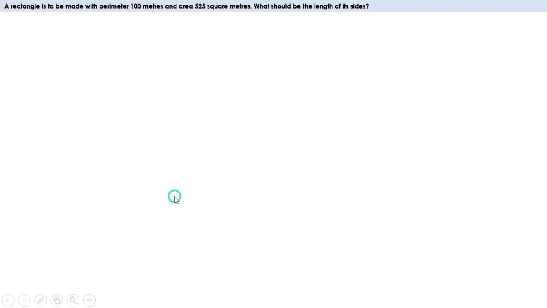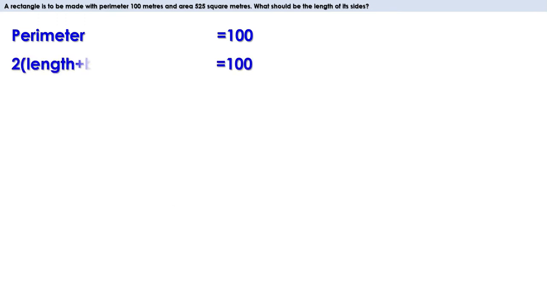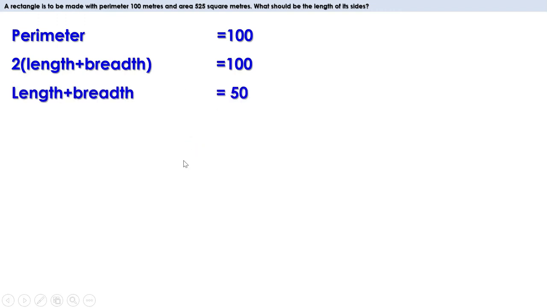Given that the perimeter of the rectangle is 100 meters, and the perimeter of a rectangle is 2 times length plus breadth, we can say 2 into length plus breadth equals 100. Therefore, length plus breadth is equal to 100 by 2, or 50. Let us take the length as x meters. Then breadth is 50 minus length, or 50 minus x meters.